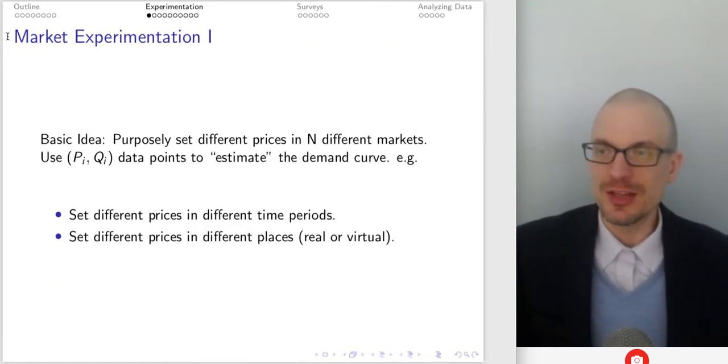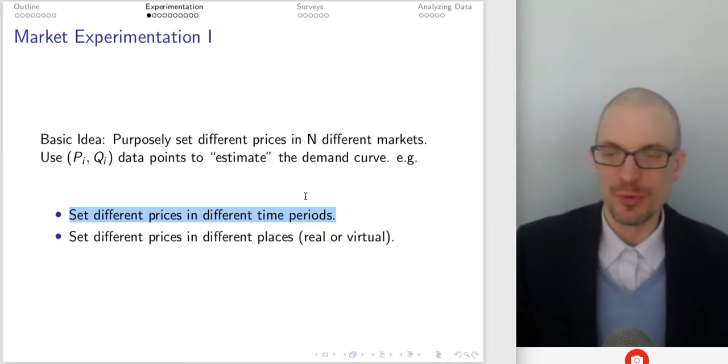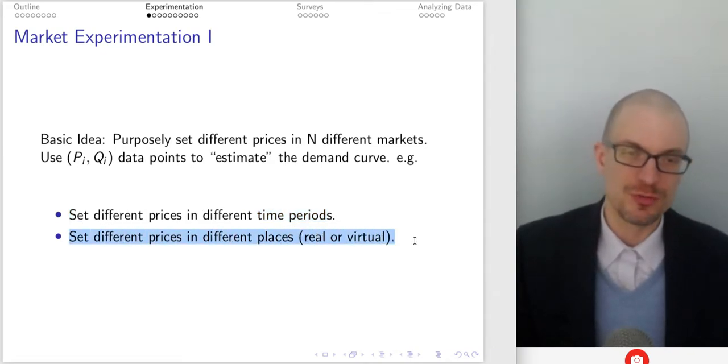The basic idea with market experimentation is let's set a bunch of different prices in a lot of different markets and then see what consumers do. So set different prices in different time periods. You could change your price every couple of weeks or every month or so. You could set different prices in different places, either real or virtual.